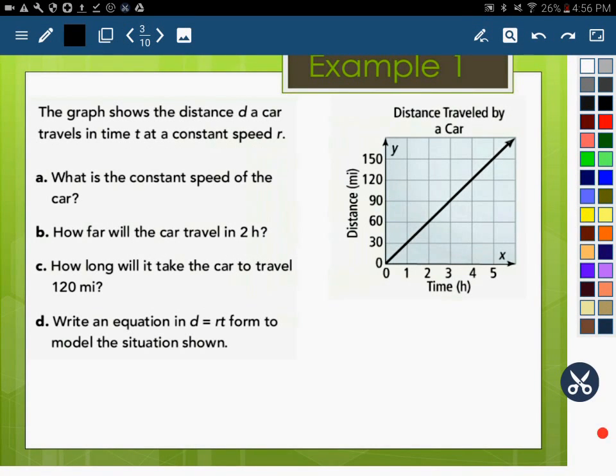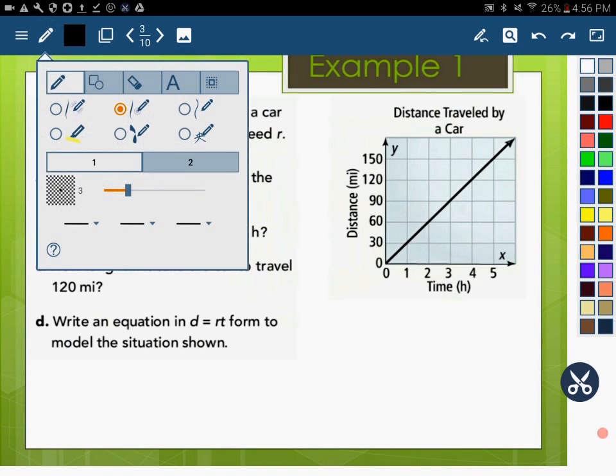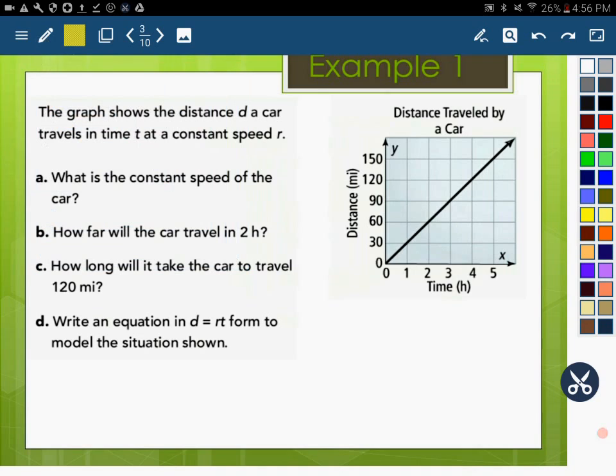It says the graph shows the distance d a car travels in time t at a constant speed r. That's a lot of variables. I'm going to highlight some of that just to show that it's some important information. I know that distance is the variable d, time is the variable t, and speed is the variable r.